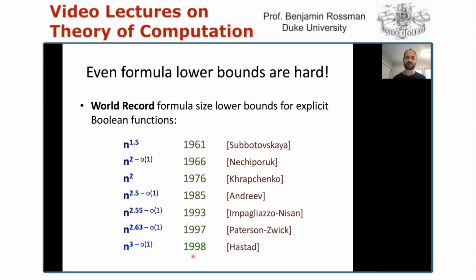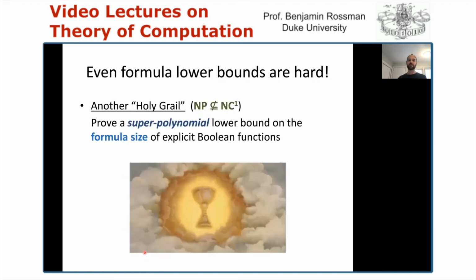There was recently some low order improvement inside of this little o(1) by Abishai et al. a few years ago, but this is one of the major frontiers in complexity theory, to prove lower bounds better than n cubed. And this is also another holy grail problem in circuit complexity, to prove a super polynomial lower bound on the formula size of explicit Boolean functions. As we saw, this would show that NP is not contained in the class NC1. This would be a weaker result than NP not contained in P/poly, but something which necessarily we would need to show first.